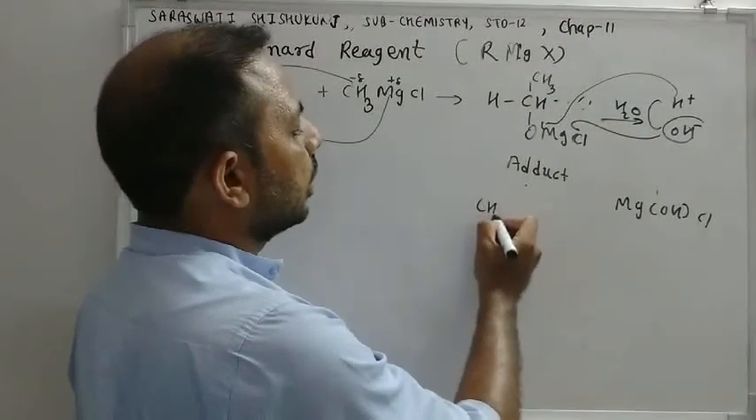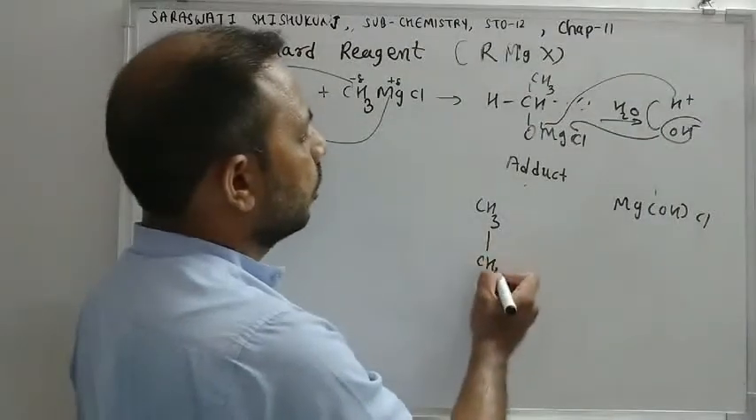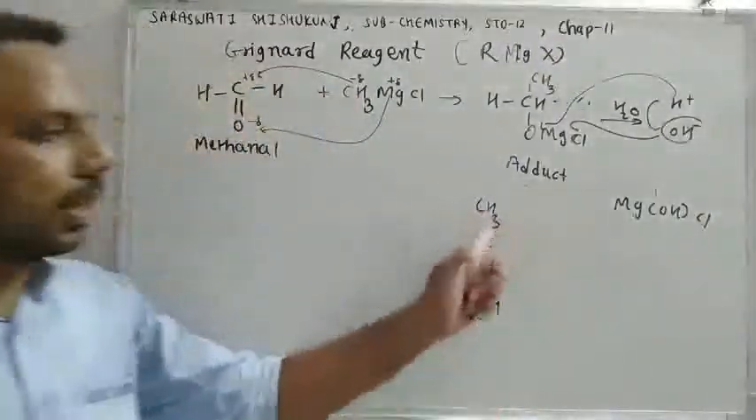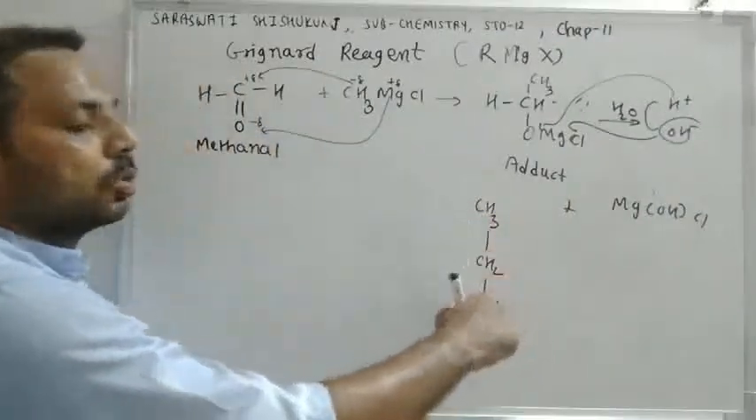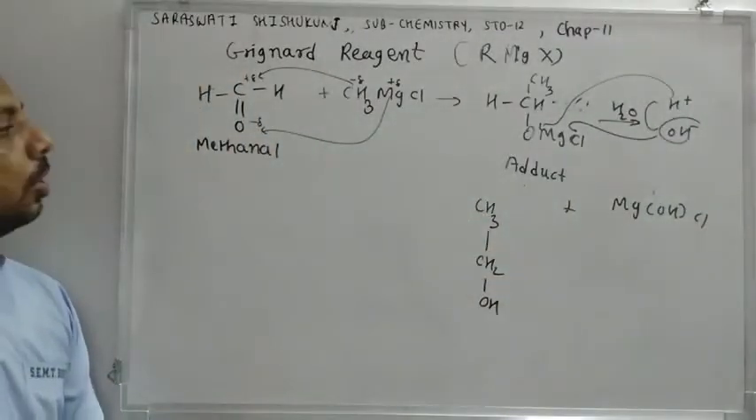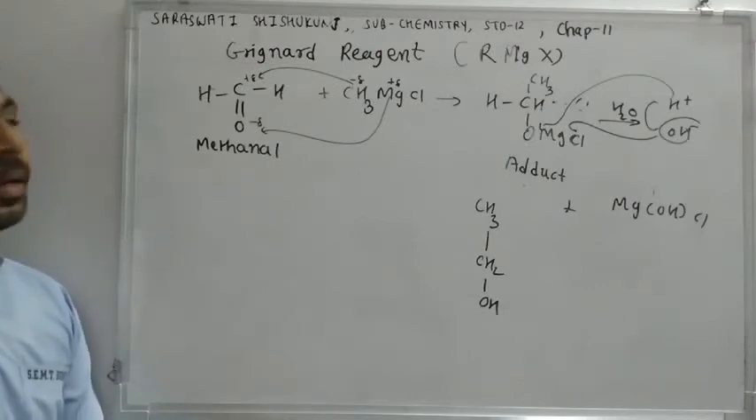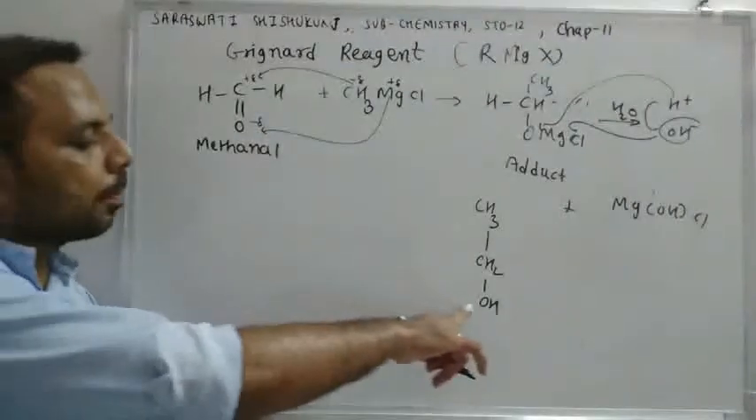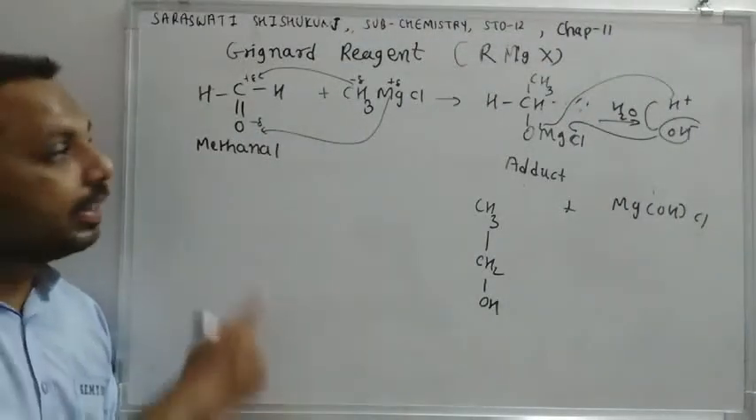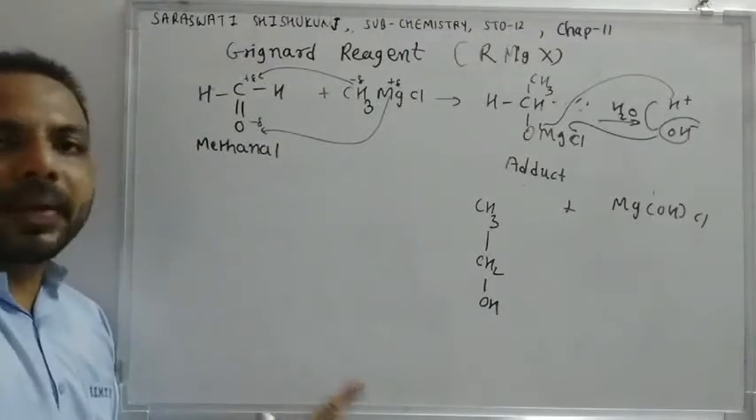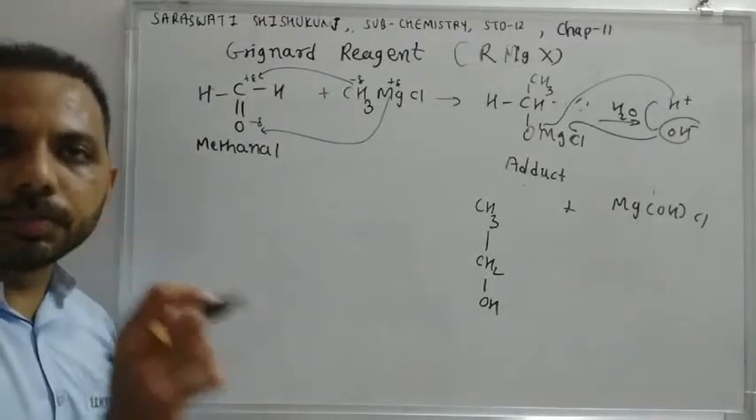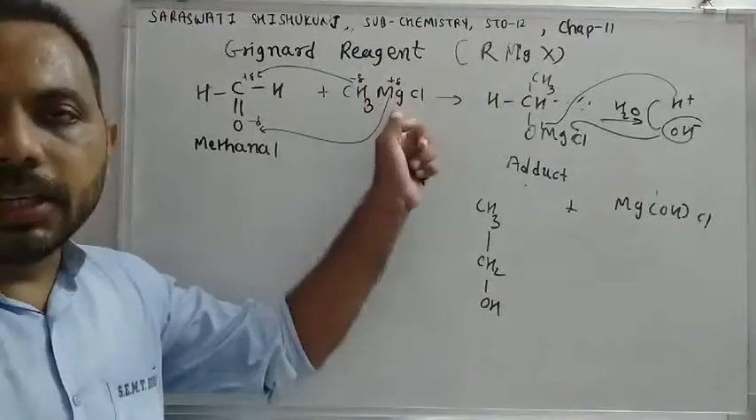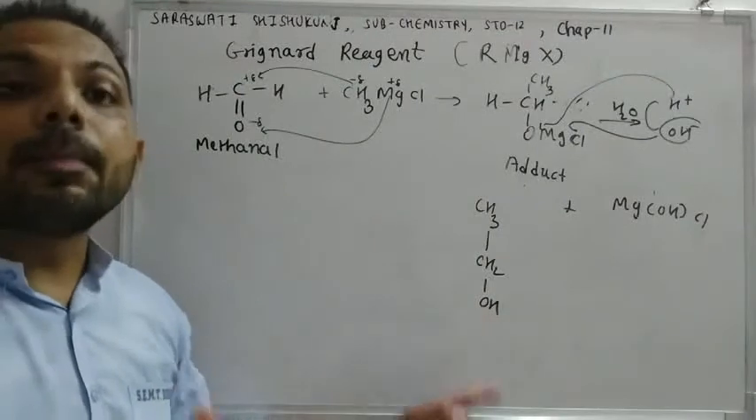So we will get CH3CH2, and this oxygen is attracted by H plus, so we get OH. So this is alcohol, CH3CH2OH, which is ethanol. So we can say that for the reaction of methanol, the product is primary alcohol. Methanol reacts with Grignard reagent and forms primary alcohol. Please remember this point.